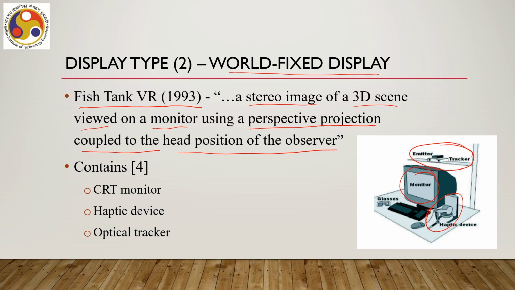So, when the user moves the head, the content on the monitor changes; it shows a perspective view of the content, which is typically what we get to see in the real world, and the head position is tracked using the tracker. So, with the movement of the head, the view changes and the user gets the sense of being there. It contains a CRT monitor, haptic device, and optical tracker; the latter two are the input part, whereas the monitor is the output part, which is the walled fixed display.